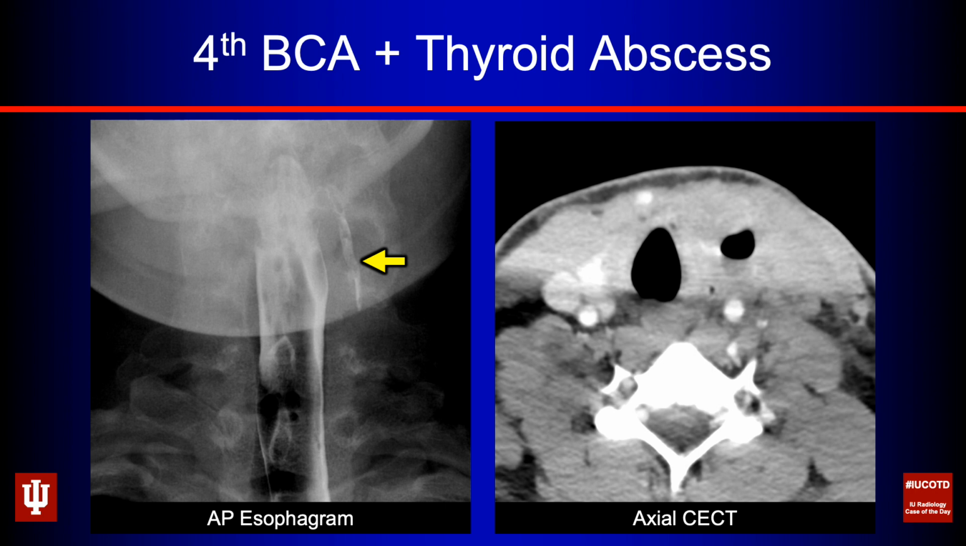This is another patient that had a fourth branchial cleft anomaly and developed a thyroid and perithyroidal abscess. I'm just showing you this to show you the value of doing an esophagram or a barium swallow. You can actually see where that yellow arrow is pointing, contrast egressing into that fistulous tract. And here in the left lower neck, we can see this fluid and gas pocket where the patient had a brewing abscess.